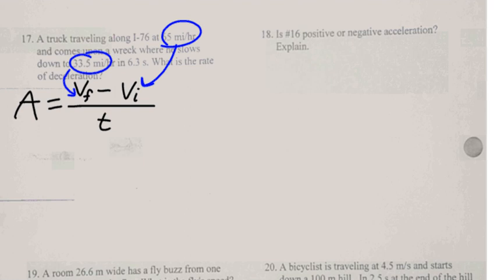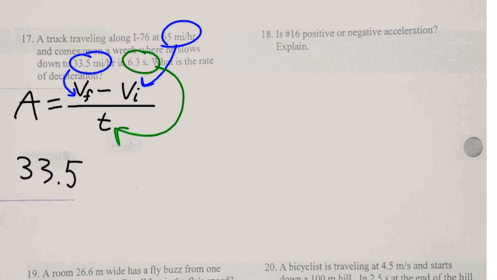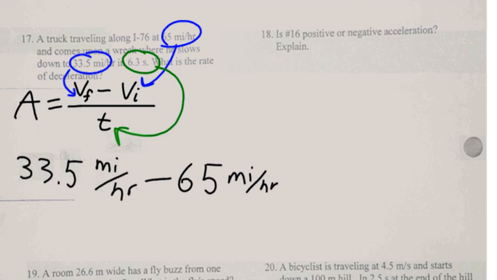So when we plug and chug with this particular problem, we have to keep all of our numbers along with the correct variables, which means we're going to take 33.5 miles per hour, and we're going to subtract 65 miles per hour. We're going to take all of that, and we're going to divide it by 6.3 seconds.